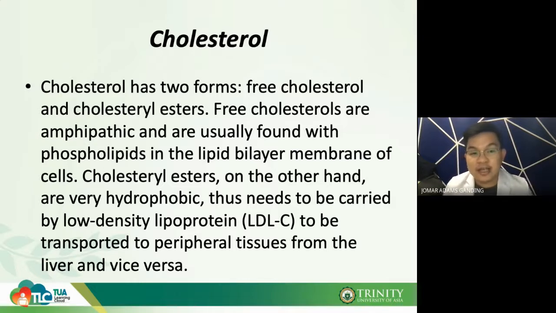Your cholesterol esters are very hydrophobic. When we say very hydrophobic, they cannot be mixed with water. Hence, they cannot also travel in your plasma within the body. Why, sir? Because remember, 90% of your plasma is actually made up of water. So your cholesterol ester cannot travel in our bloodstream alone.